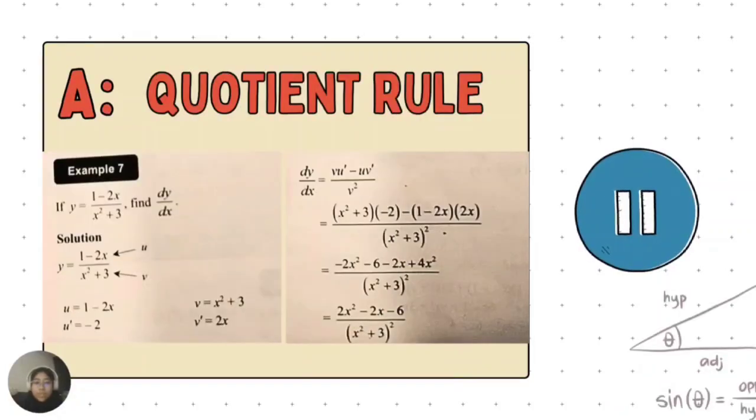the u and v from the equation. Lastly is the quotient rule, where we use the formula dy over dx equals (vu' minus uv') over v squared, which is the same case as the product rule, where we are given an equation and we take the u and the v from the equation and we differentiate the u and v given.